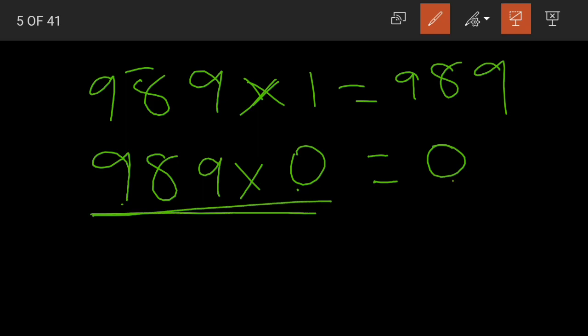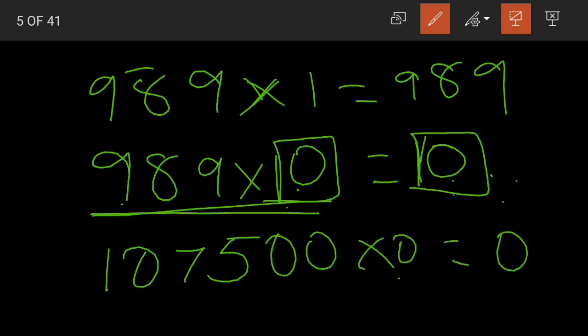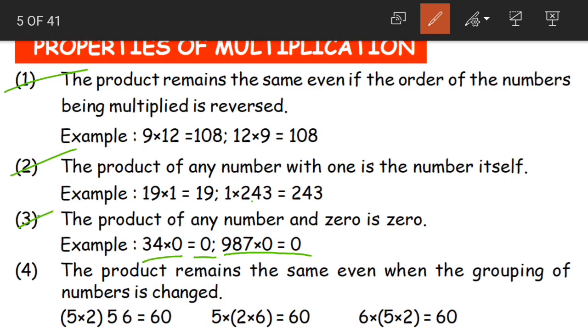So whenever you see 0 in multiplication, the answer will be 0 only. The product would be 0 only. Even if it is 1,07,500 into 0, the answer will be 0 only. Yes, so the multiplicand is 0 here, so the product will be 0 only. Now, that was our third property of multiplication.